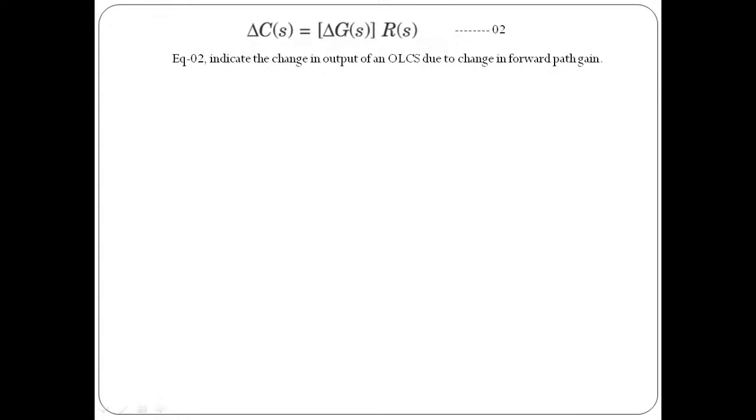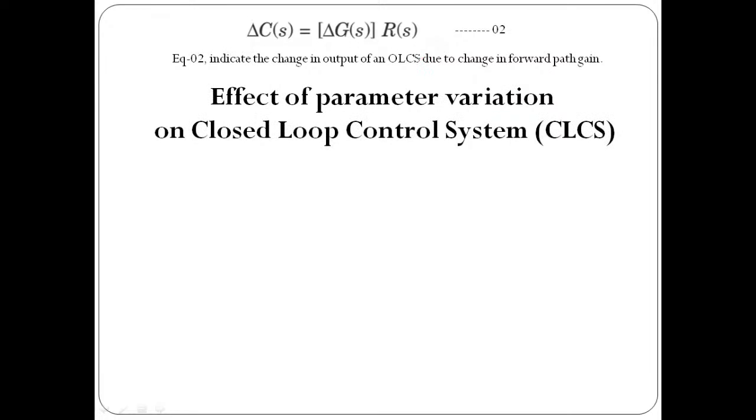Now from equation number 2, we conclude that if the forward path gain of an open loop control system is changed, corresponding to that change in forward path gain, the output of the system is also going to vary. And this is what we need to study. So from equation number 2, it is very clear that the change in output corresponds to the change in forward path gain. जैसे जैसे आप फॉरवर्ड पाथ गेन को चेंज करोगे, जिस पर्टिकुलर फैक्टर से आप चेंज करोगे उसके हिसाब से आपका आउटपुट भी वैरी होगा. वो हमने कंक्लूड किया.